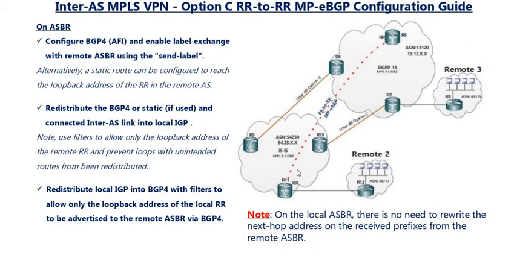Important note here is that on the local ASBR, there is no need to rewrite the next hop address on the received prefixes from the remote ASBR. Just like we have done in previous videos, it is important for you to note that you do not need to configure next-hop-self on this ASBR when configuring the peering between the ASBR and the RR or in any wise. You only need to do what you have been told here, that is just redistribute, peer, redistribute, and that's all you need. Don't bother doing the next-hop-self command.